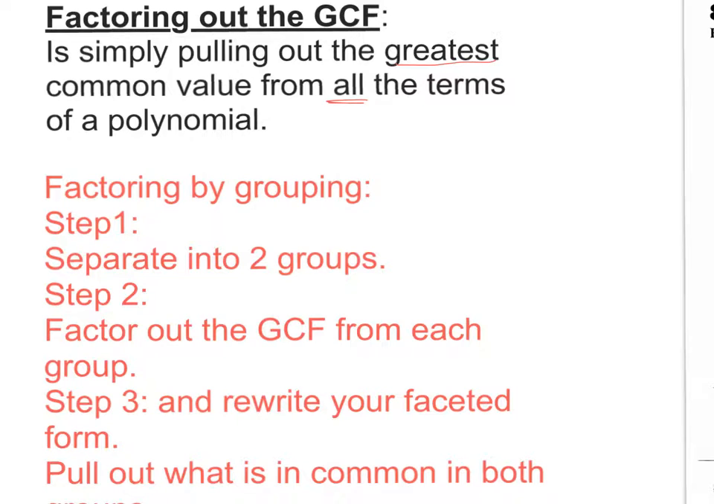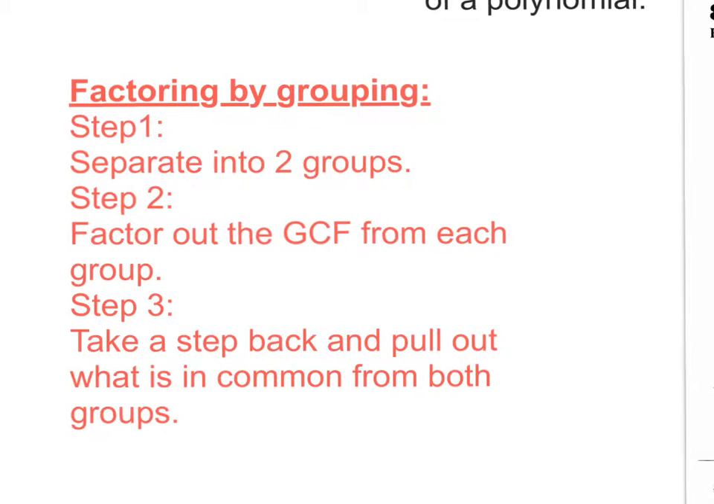And factoring by grouping, it's this 3-step process. Step 1 is super easy. You just separate it into 2 groups. Step 2 is to factor out the GCF from each group. And step 3 is rewrite in factored form. Sorry, let me change that. Step 3 is where you take a step back and pull out what's in common from both groups. And you'll have your factored form. Obviously, the steps alone might sound kind of confusing. It's once you go through it that it's not that bad.